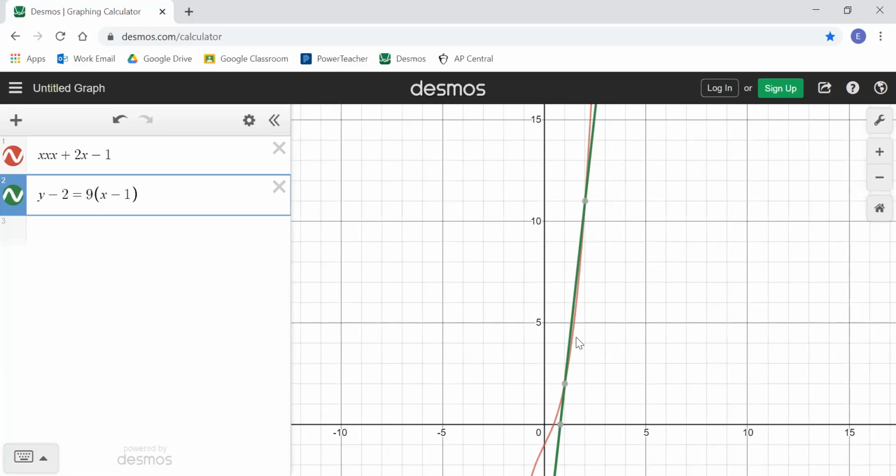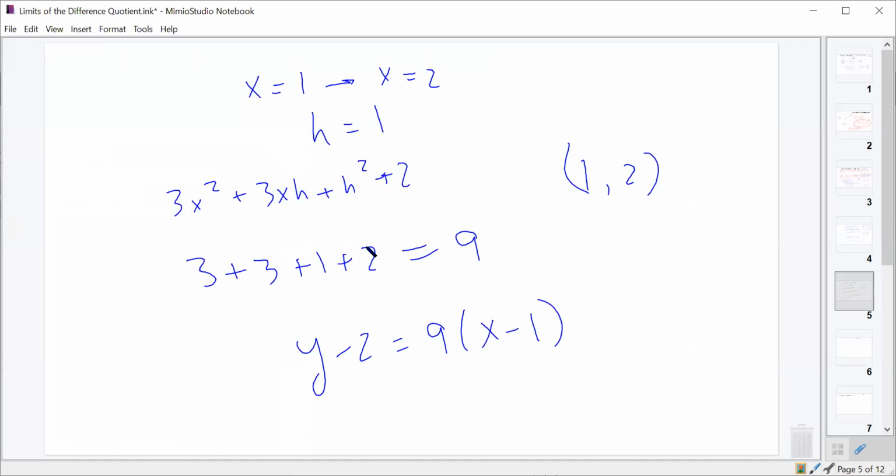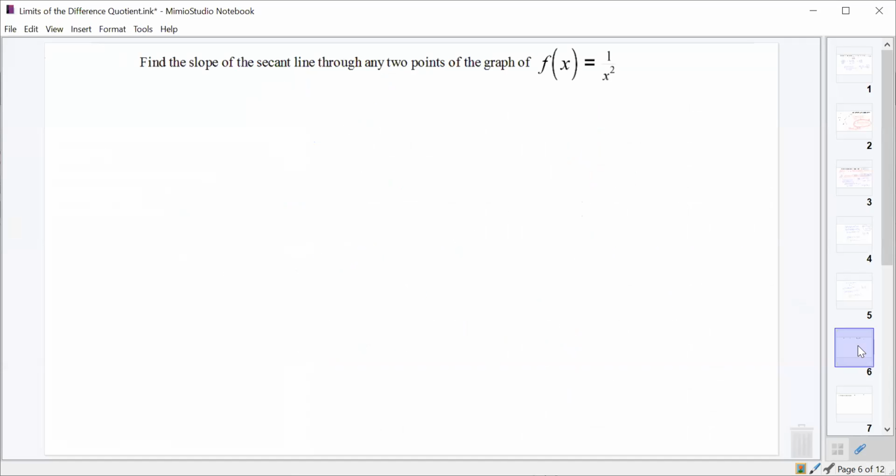Everybody good with that? That's what this is doing. That's a very important concept. It may not seem like it yet, but it is. Good or no? Good. All right, cool. Let's do a different function.